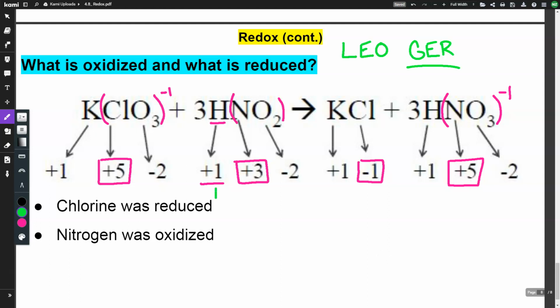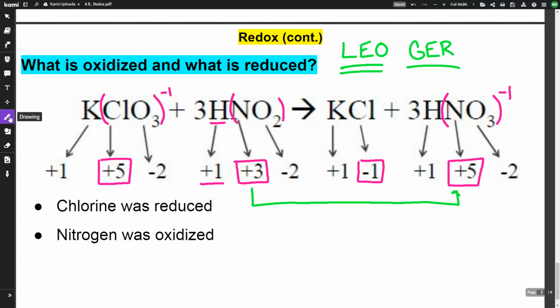Hydrogen goes from +1 to +1. Nothing happened. Then finally we have nitrogen. Nitrogen goes from +3 to +5. So here we would have to lose electrons to gain a larger positive charge. If we lose electrons, we are oxidizing. And that, in a nutshell, is how a redox reaction works. If your brain hurts right now, that's normal.